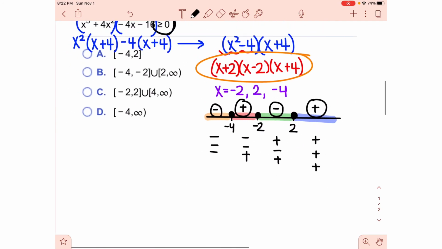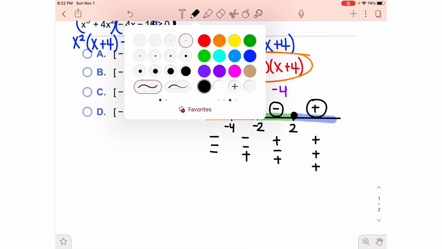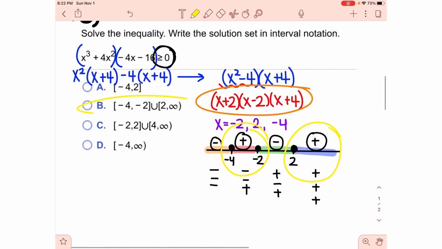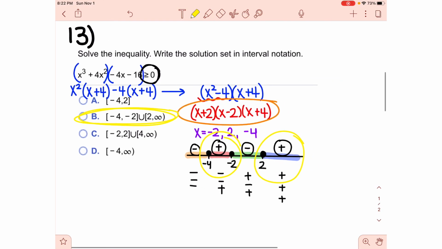Oh boy, what did I want? I wanted the positive intervals. So -4 to -2, and 2 to infinity. The numbers are all inclusive with brackets, so answer choice B was my answer here.